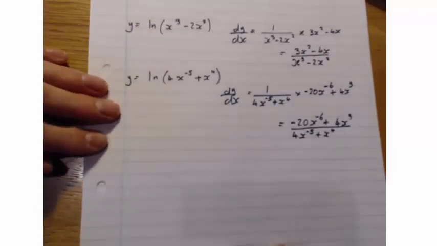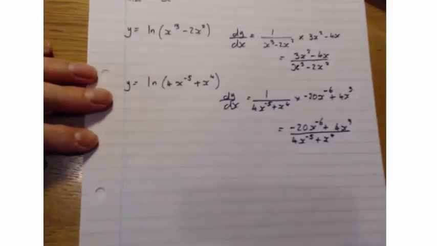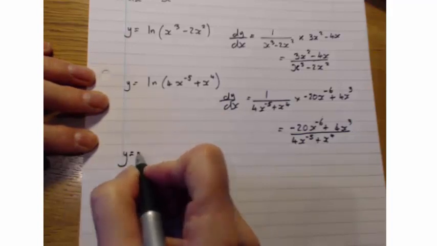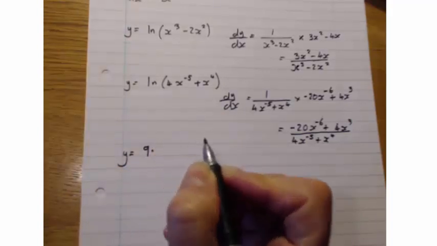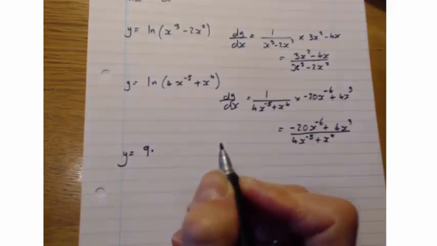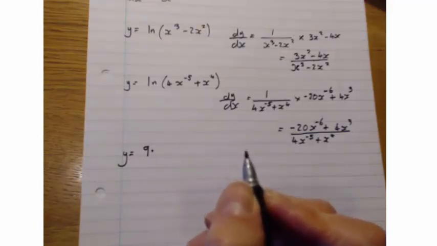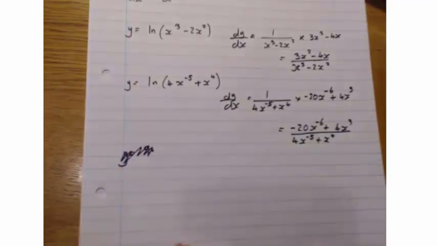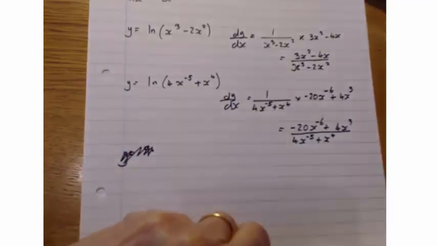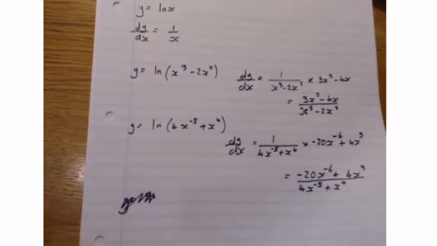Let's look at one that's slightly trickier. Let's say y equals 9. Oh no, I'm looking at the wrong one. What was I going to do there? No, I think we finished there actually, sorry. Okay, so that's how we differentiate ln functions.